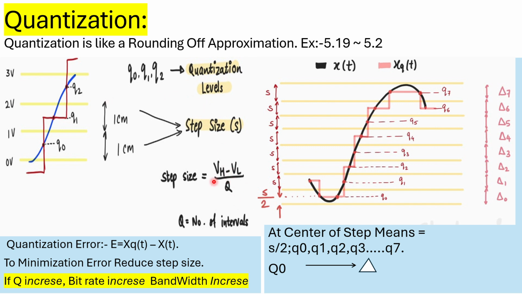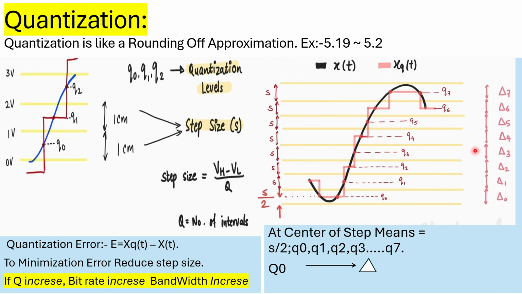Then, how do we calculate the step for these quantization levels? The step is VH minus VL divided by Q, where VH is the high voltage, VL is the low voltage, and Q is the number of quantization levels. How many quantization levels? 1, 2, 3. So Q equal to 3. Then the step is 3 by 3, that is 1. The distance between two voltages, 0 to 1, equal to 1, 1 to 2 is 1, 2 to 3 is 1. The number of levels equal to 3.